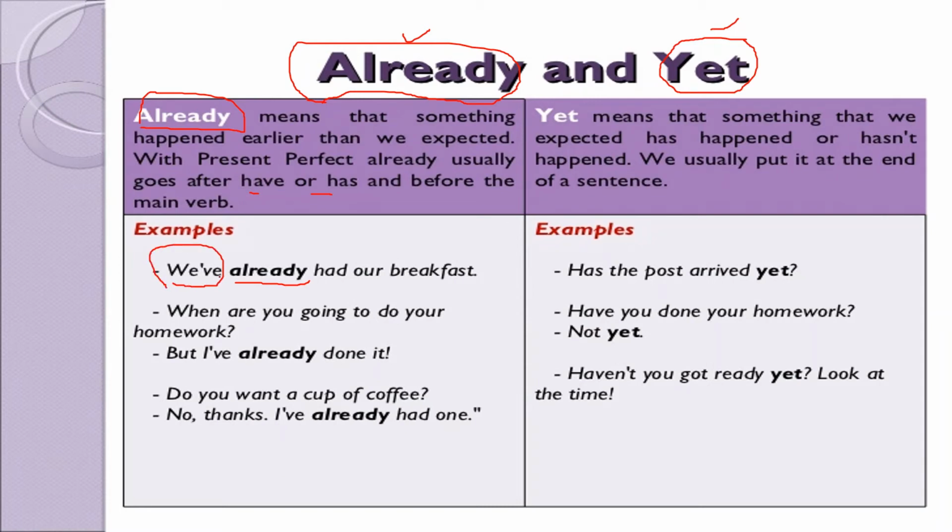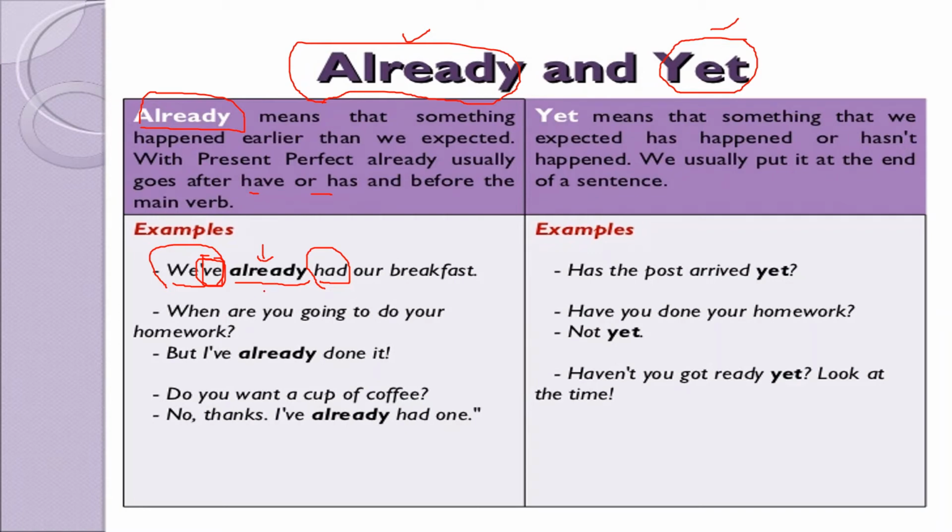We have, it is also written here as 've, right? It has been shortened down. This is: we have already had our breakfast. We are using already before the main verb. This is the main verb, and this is have, right? And we are placing already between this main verb and the helping verb.